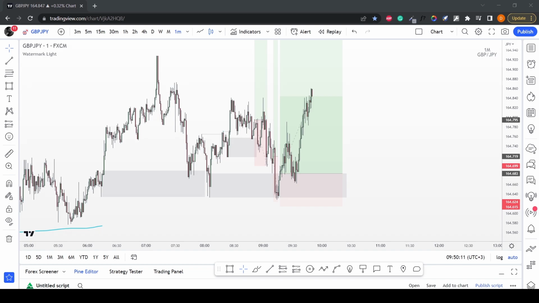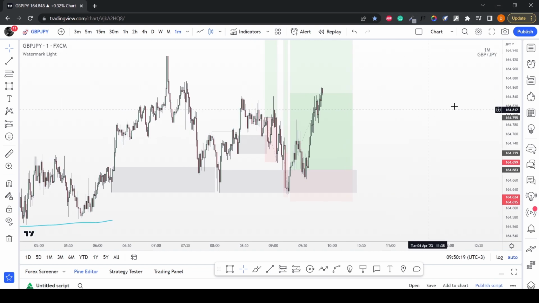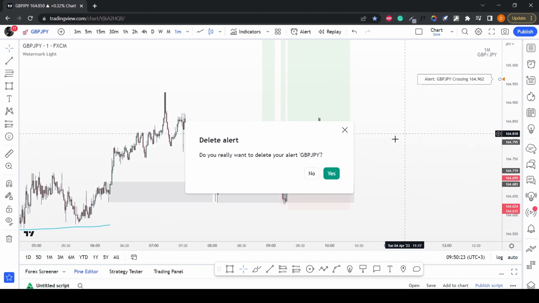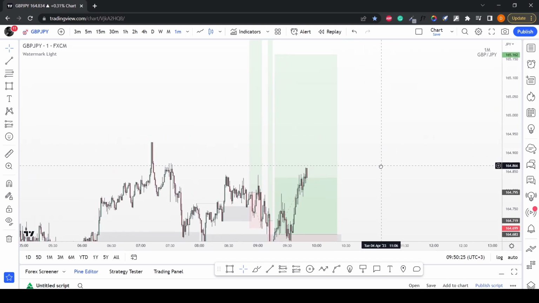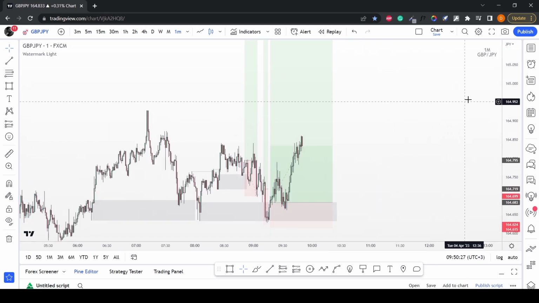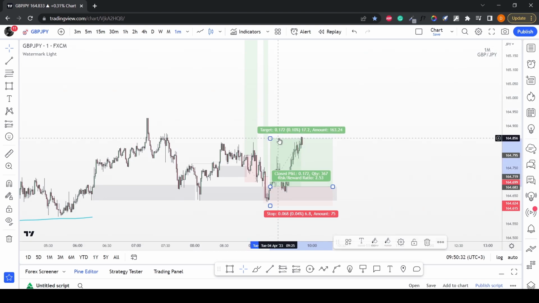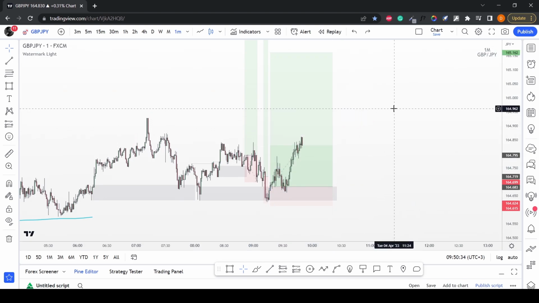And now I just want to hold this trade either until break-even or take profit. So it's currently running at 2.5 R. I need 7. So let's see how it will develop.